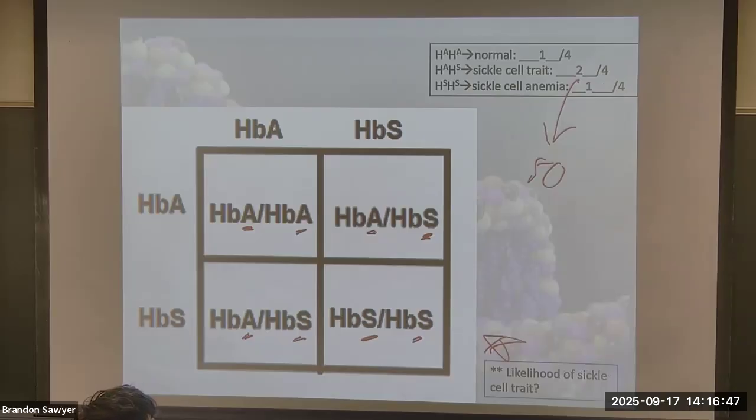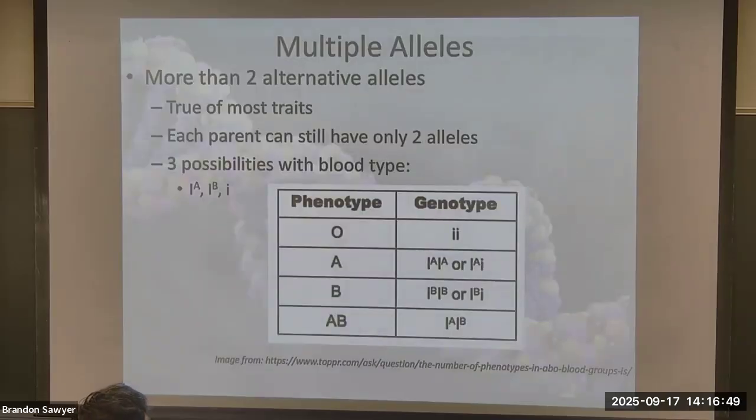Okay, then our last example of something that's different from the typical dominant recessive inheritance is called multiple alleles. Okay, so this would be where we have more than just dominant and recessive. There could be a third or more possibilities. And this is actually how it is for most traits, right? Each parent can still only have the two alleles, but there's more than those two options.